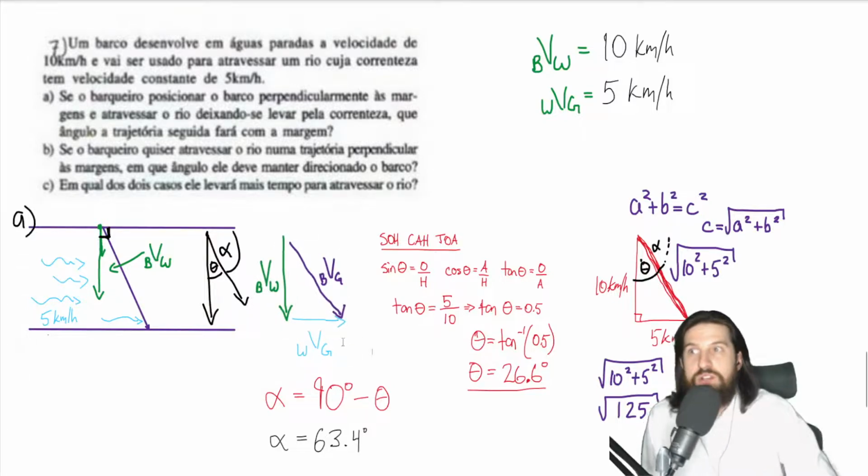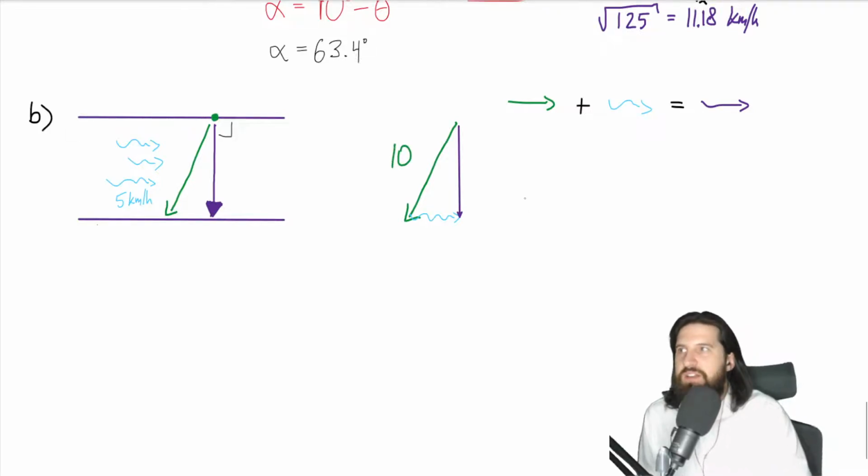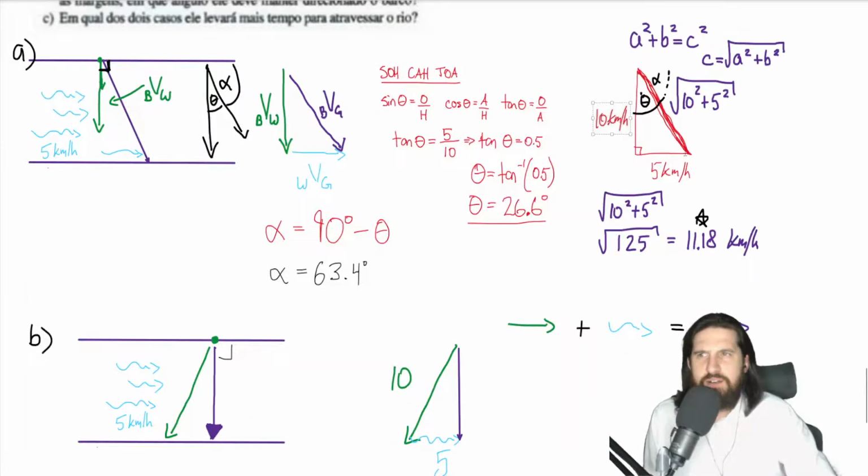But what is the number? 10. Yeah, you can go 10, right? That's how fast you can go. And how fast is the water going? 5. Yeah. So wait, how is this not the same triangle? Because this triangle has 10 and 5 in it, and it's a right angle triangle.